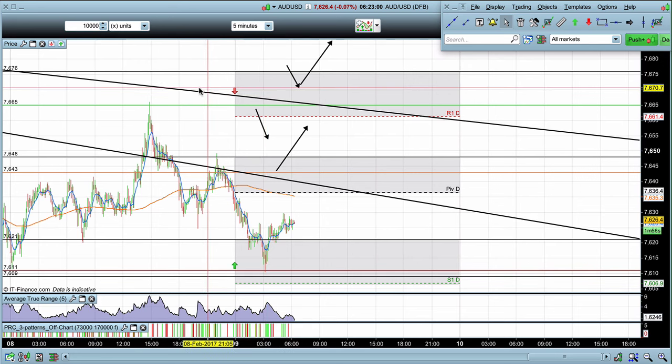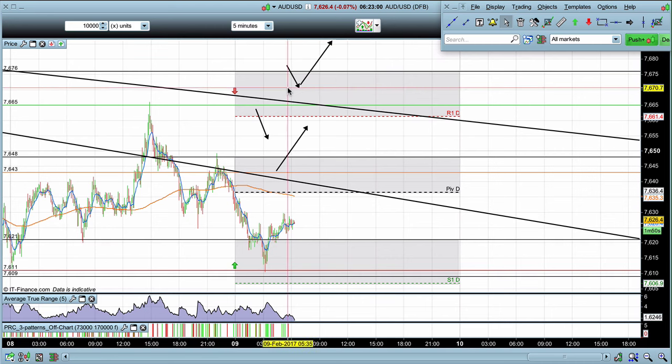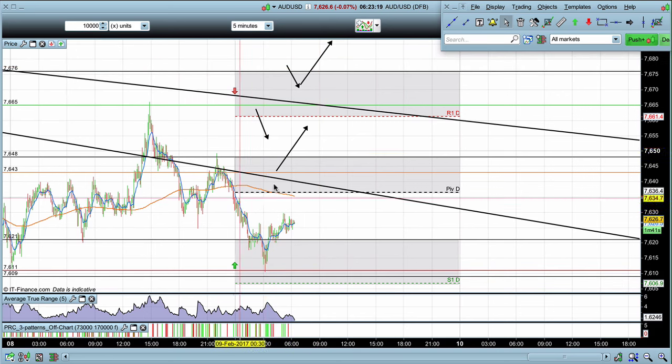Okay guys, so that's everything for this morning. As always, I will come back at round about 4:30. I'll go over what the market did for the day. I'll take you through what it suggests for the Australian dollar moving forward, and zone traders, I will take you through any of the potential setups for the day.